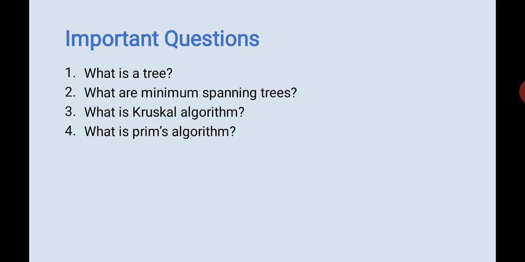The question can be: what is a tree, what are minimum spanning trees? It can ask you Kruskal's algorithm, it can ask you Prim's algorithm. I hope this is clear. It's very simple, and I hope you are clear with both of the algorithms and the difference between them. Both of them are giving you minimum spanning trees, but there are two ways of doing it. So Kruskal is one way and Prim's is another. By both ways you are finding the MST, that is the minimum spanning tree, but the difference is in the working.